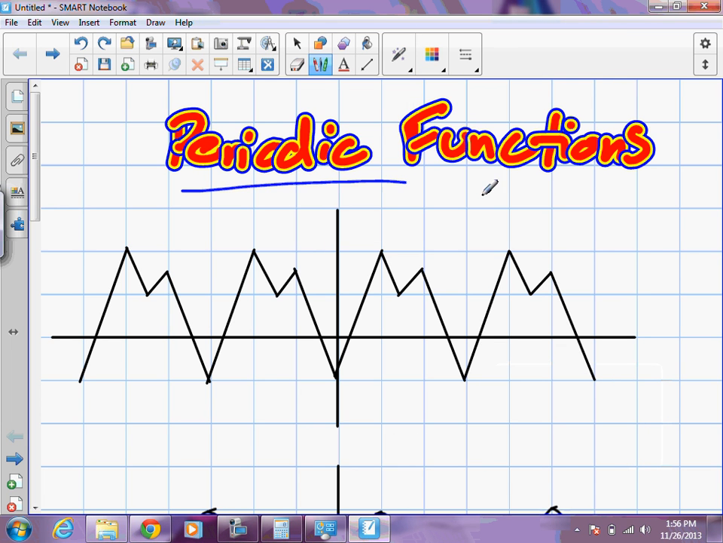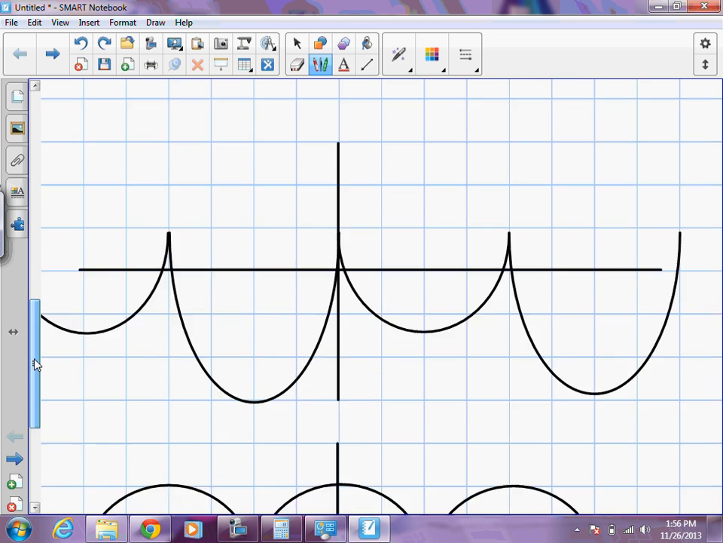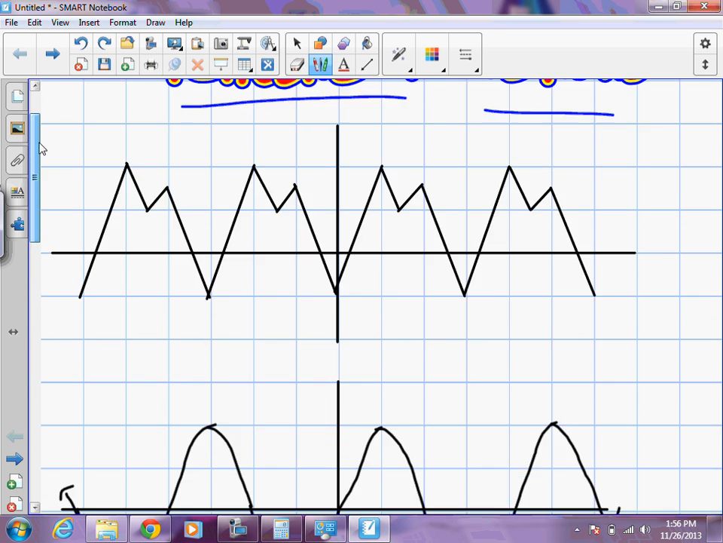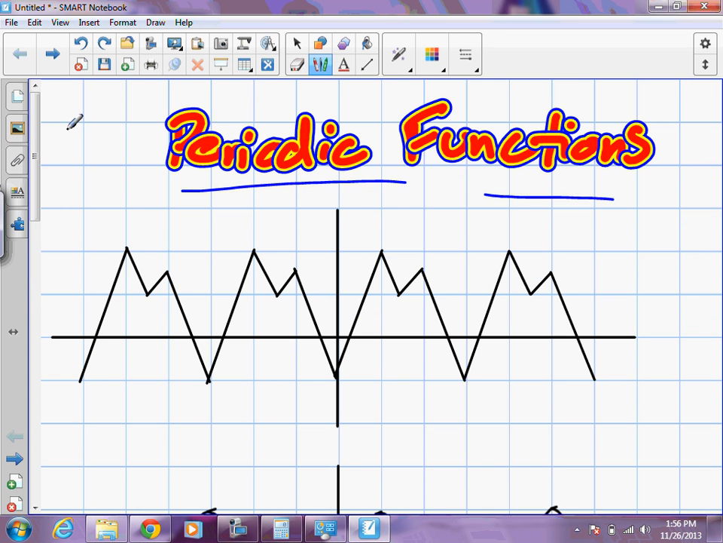Yeah. I was close. Okay, we're going to go over periodic functions. And what I have here is a list of graphs, and we're going to talk about how they are or are not periodic. So a periodic function is something that has to repeat. It has a repeating pattern to it.